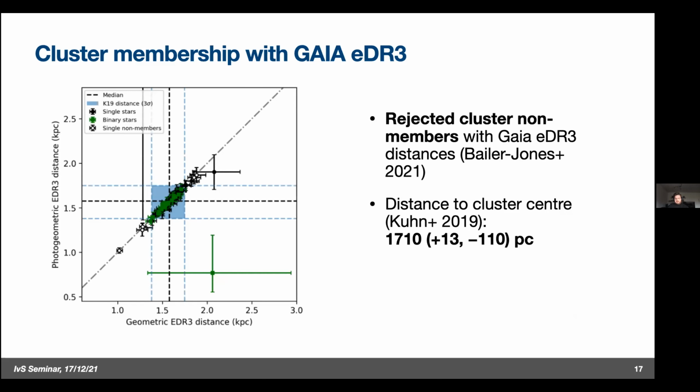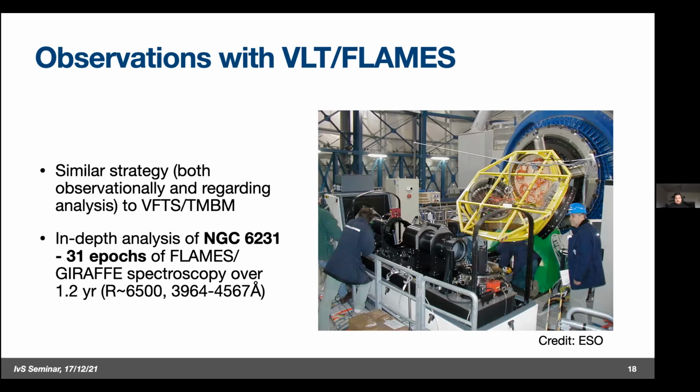So what we first need to do is confirm whether these stars are actually part of the cluster or not, and we can do this with Gaia EDR3 distances. So we reject from the original target list, which was 84 stars, down to 80 based on their Gaia EDR3 distances. And now we have our target list of 80 B stars.